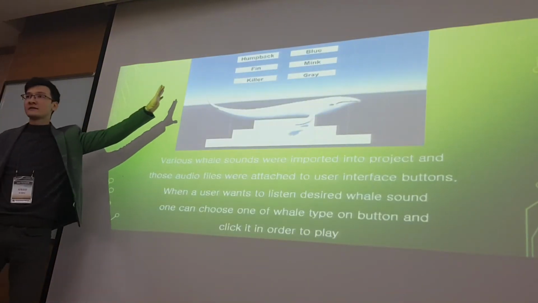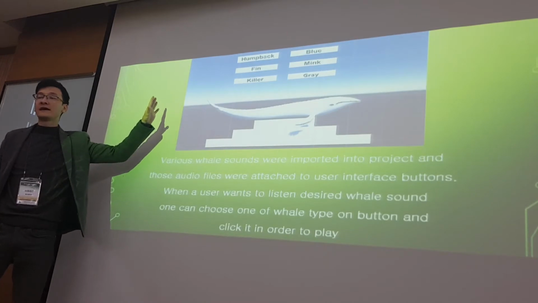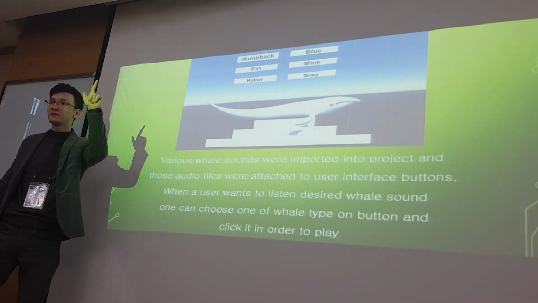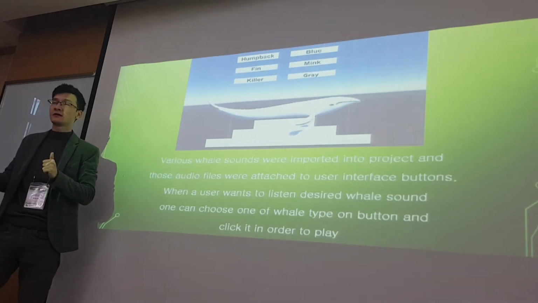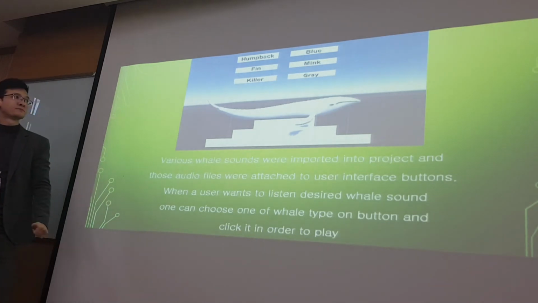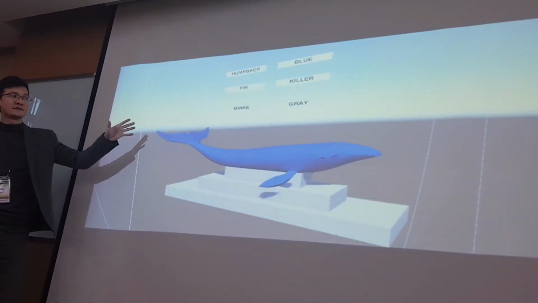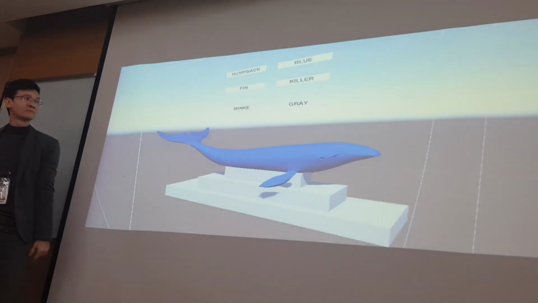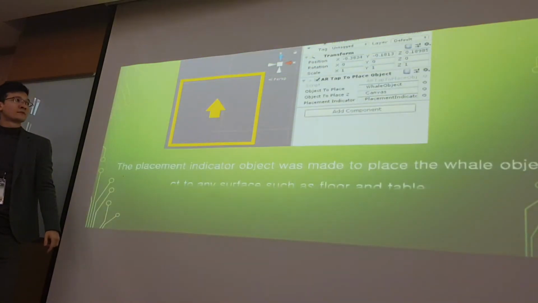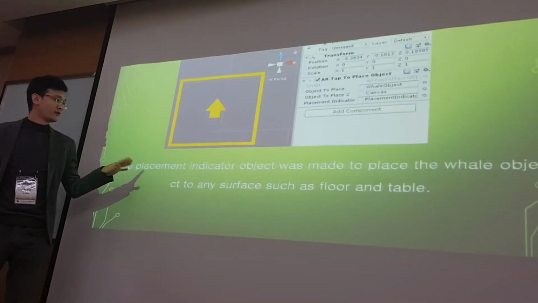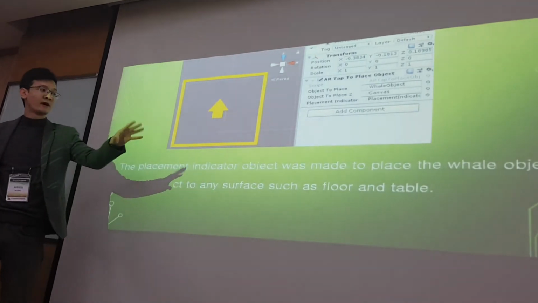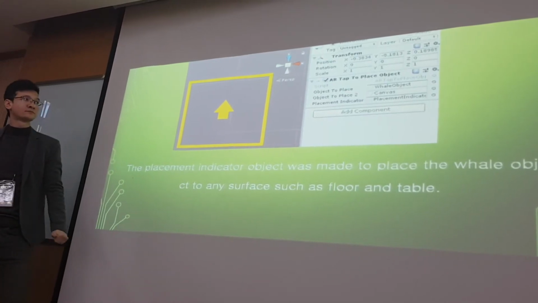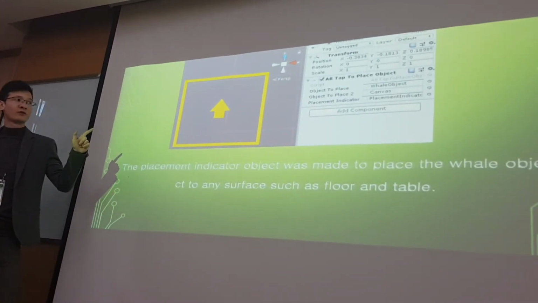Then we added some graphical user interface buttons, and we attached whale sounds to these buttons. When a user pushes these buttons, the user can listen to whale sounds. Here you can see this model in Unity, buttons and our whale model. And then we made a placement indicator to place our whale object on any surface, floor or table. And now you can see how it works in real life.